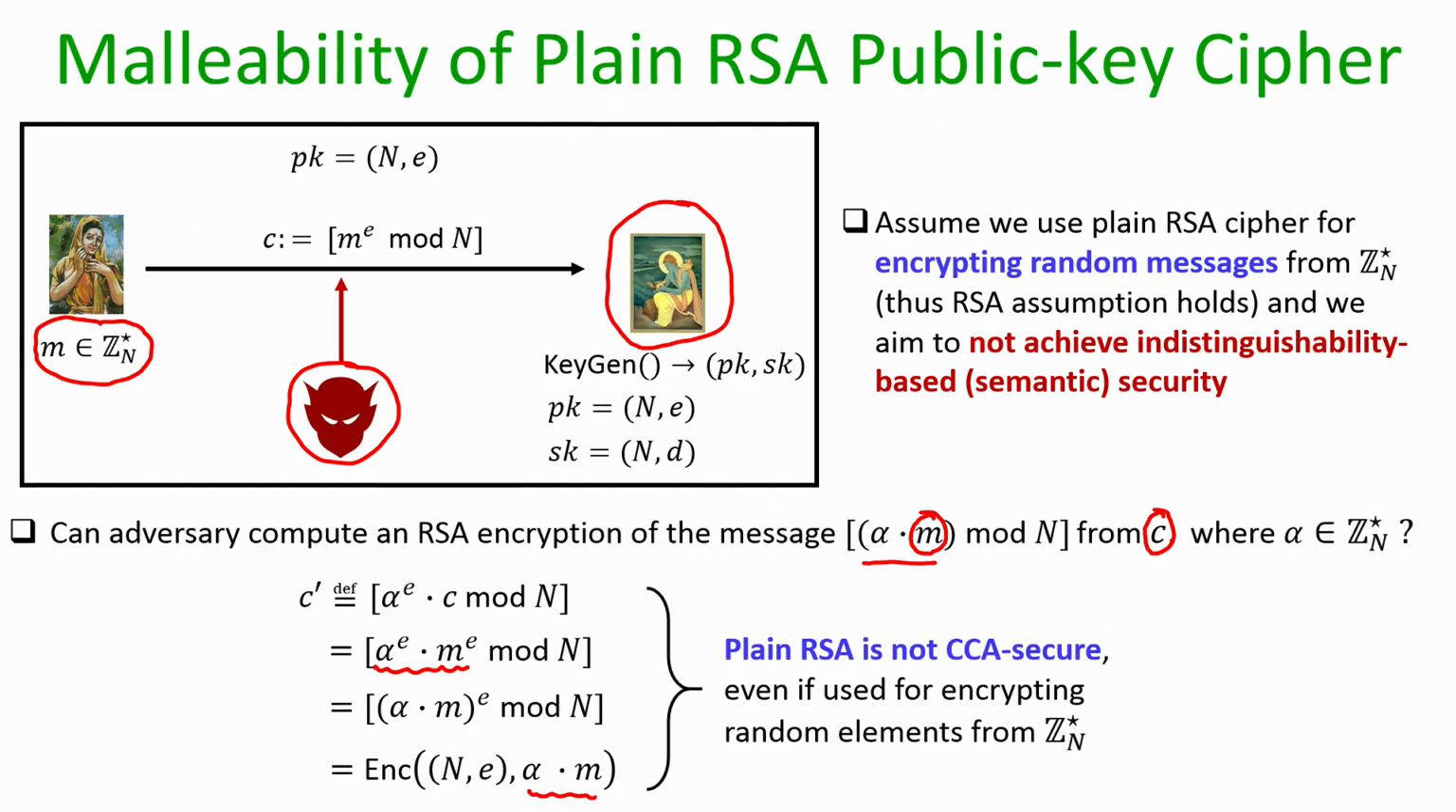In the CCA game, on receiving the challenge ciphertext c star, the adversary can compute an encryption of alpha times the challenge message m sub b and get the decryption oracle service for this modified ciphertext. On decryption, it will learn the plaintext alpha times mb, and since alpha is known to the adversary, it can find out the message mb which is encrypted in the challenge ciphertext. The exact details I am skipping, but the overall idea is that since the plain RSA cipher is malleable, we can never hope that it is CCA secure.